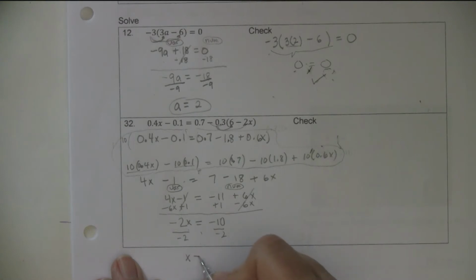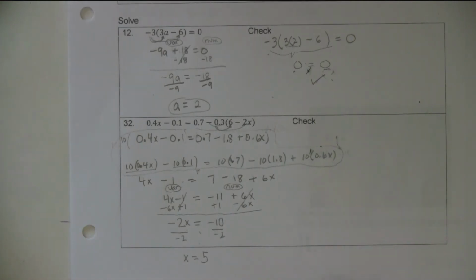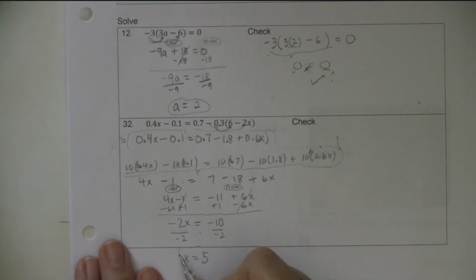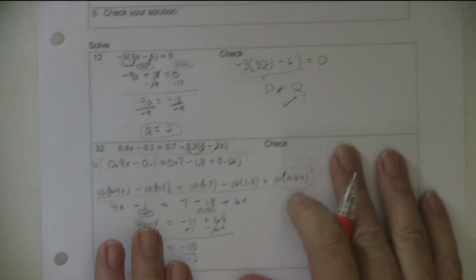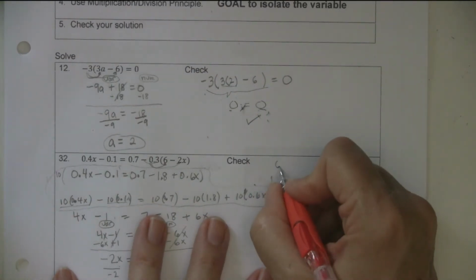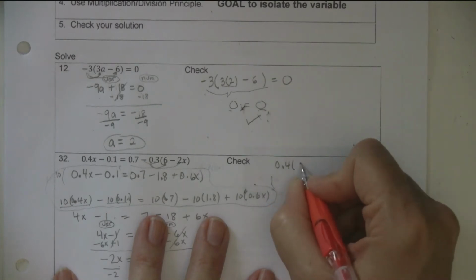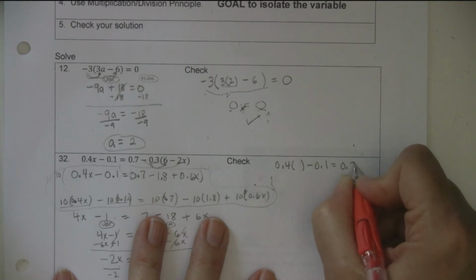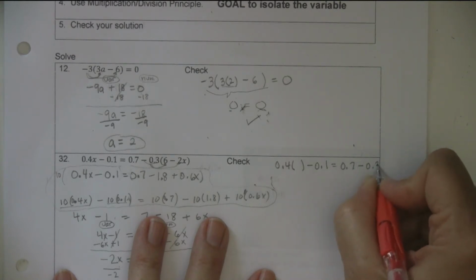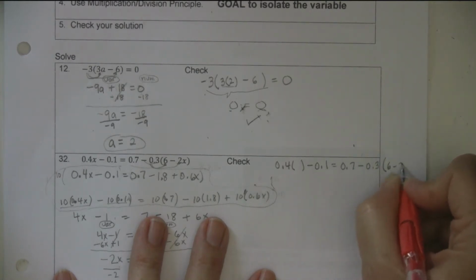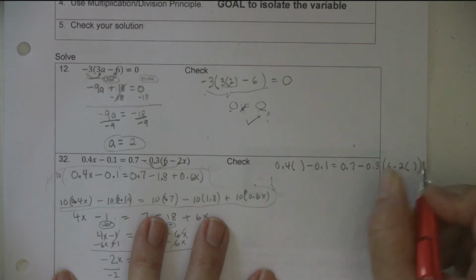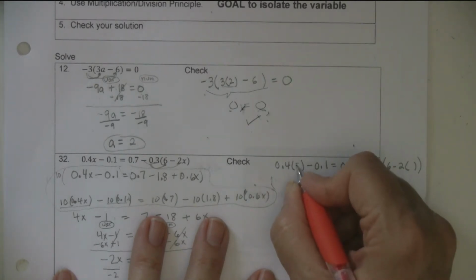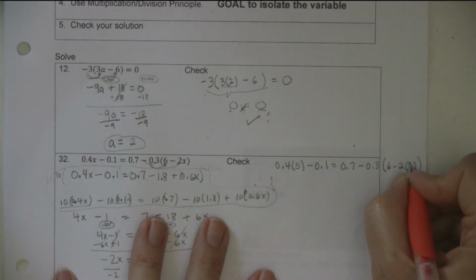And when the dust clears, I get a negative divided by a negative is a positive, and 10 divided by 2 is 5. So there's my answer, and I would want to check my answer to make sure that it works. So 0.4 times minus 0.1 equals 0.7 minus 0.3, and 6 minus 2, parentheses here. And I'm going to be putting in for x, where I put the parentheses, 5.